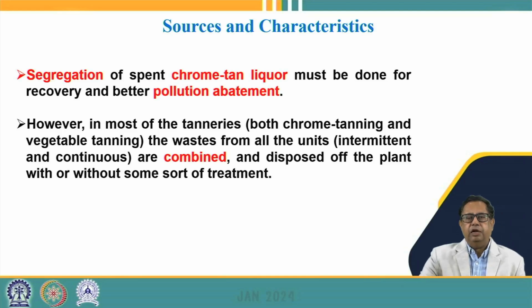So it's very important that we go for segregation of the spent chrome tan liquor so that we can result not only in the pollution abatement, not only in the prevention of the pollution which arises because of the chromium 3 salts going into the effluents, but it also can help us in the recovery of the chromium. That we'll talk about later. However, in most of the tanneries, the intermittent wastewater as well as the continuous wastewater are generally combined and disposed of from the plant with some sort of treatment or without treatment also.